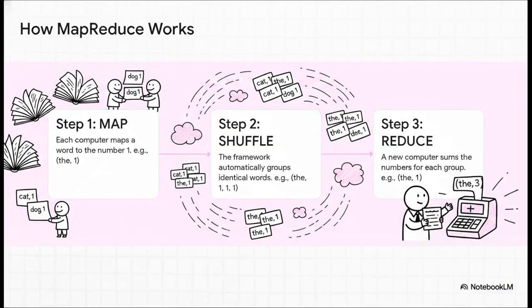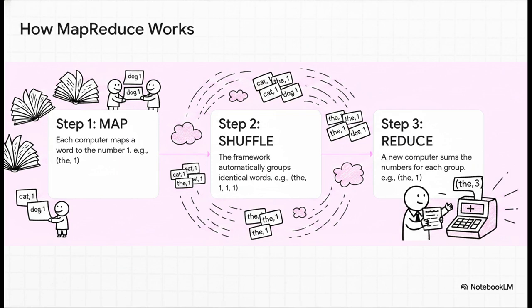Okay, let's break this down with the classic word count example you always see in these exams. Imagine you have a library with millions of books, and your job is to count every single word. The map step is like telling thousands of librarians to each take 1 page, and for every word they see, just write it down with a 1 next to it. So you get the 1, cat 1, and so on.